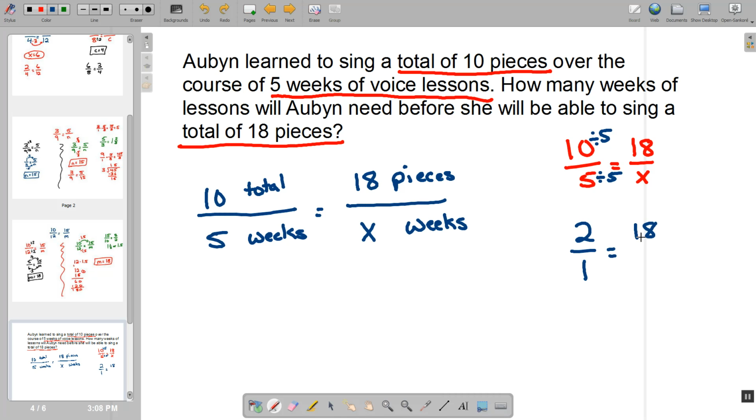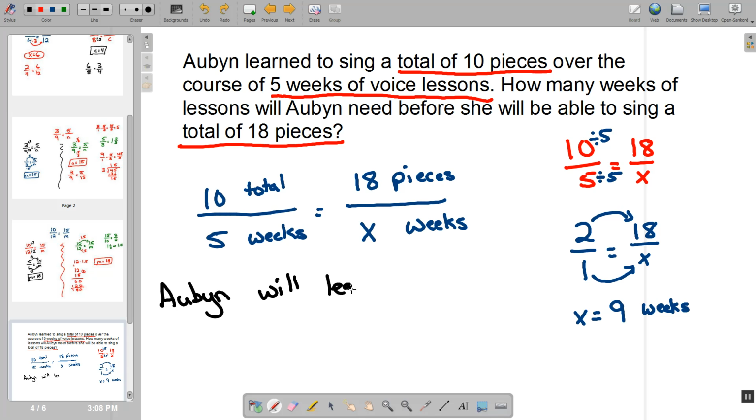Then we solve with 18 over x. Our pattern says that 2 times 9 should be equal to 18. So 1 times 9 should be equal to x. And x should be 9 weeks. So our sentence here to answer the question is: Aubin will learn 18 pieces in 9 weeks.